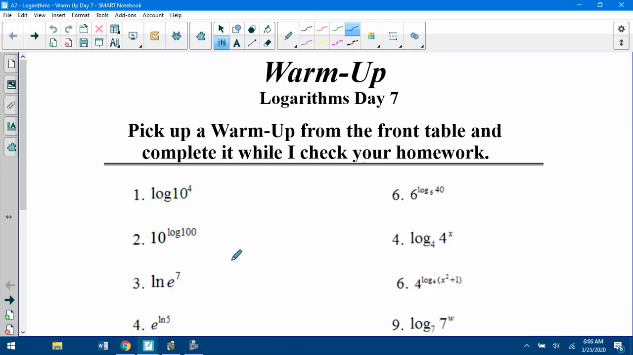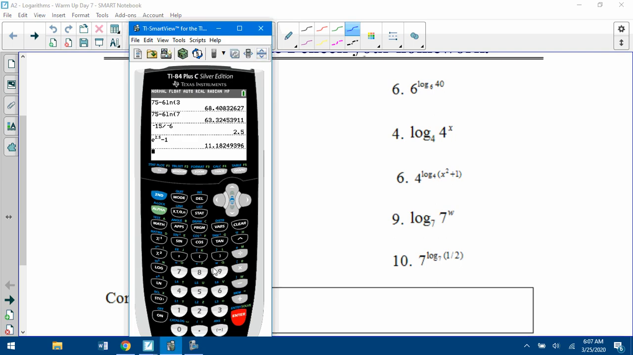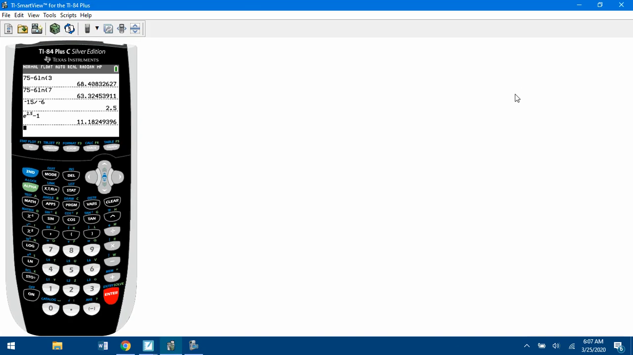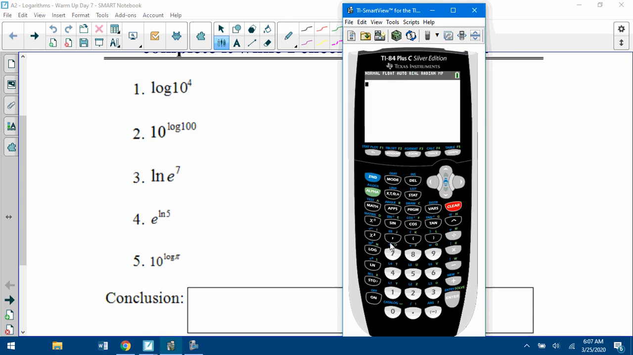Start with the warm-up. Now the warm-up is in your packet. If you look through probably before the next page of notes, you'll see this. Take a few minutes and try to just evaluate 1 to 10. You can type them into the calculator. So like number 1, you'd be typing in log of 10 to the 4th, and see what you get.